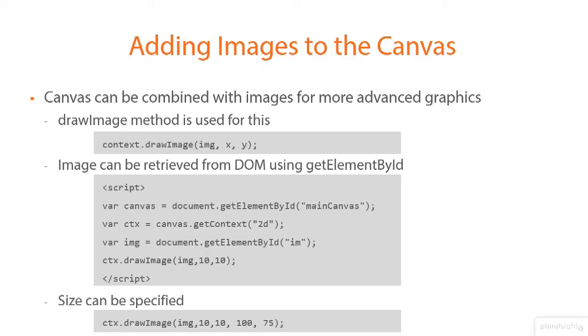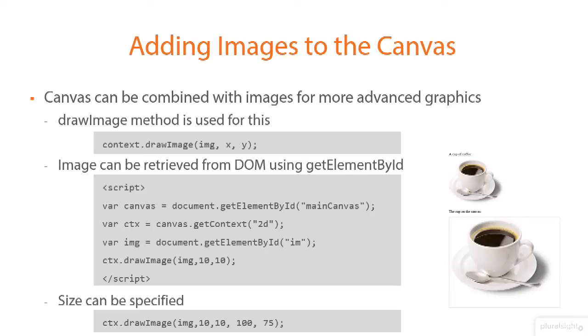The drawImage method is also overloaded. In the next code snippet, we are using the drawImage with 5 parameters. These 2 extra parameters allow us to specify the size of the image in pixels on the canvas.